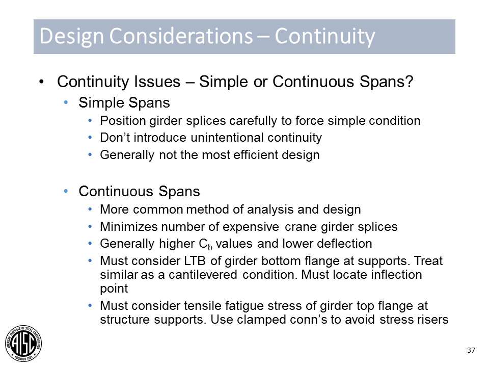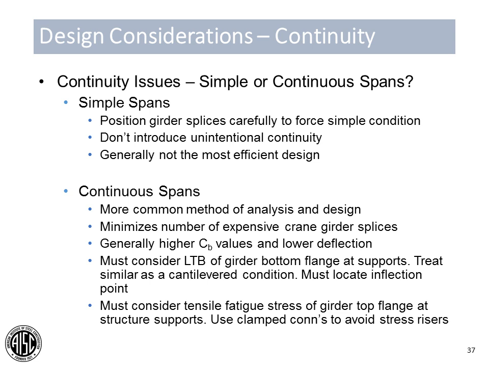And then continuity. We need to determine and consider, do we want a simple span runway system or a continuous span runway system? Simple span is generally not the most efficient design. It's generally the easiest design. However, it's also very easy to unintentionally introduce continuity through connection plates between adjacent runway members or runway ends. So you need to be very cautious about where you locate girder splices or how you detail the specific supports of the runway girders with a simple span.